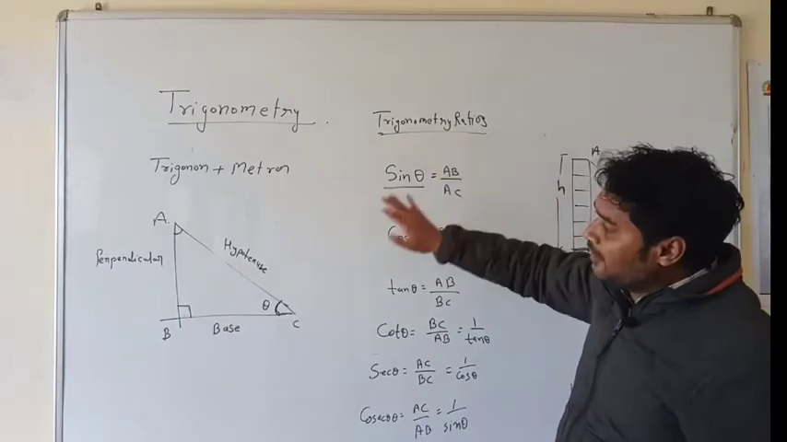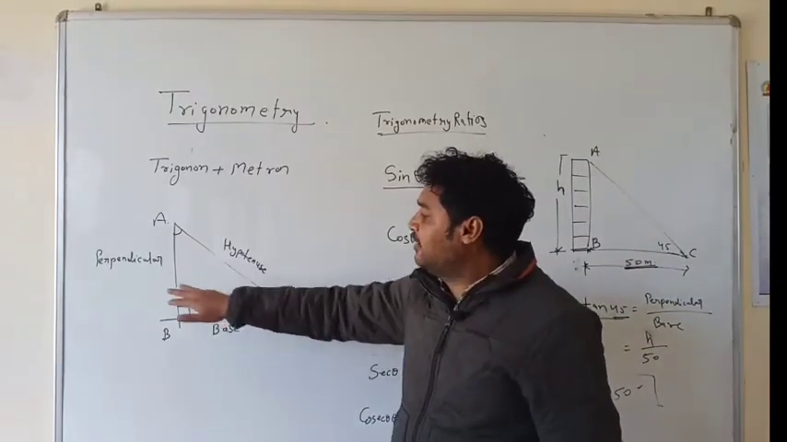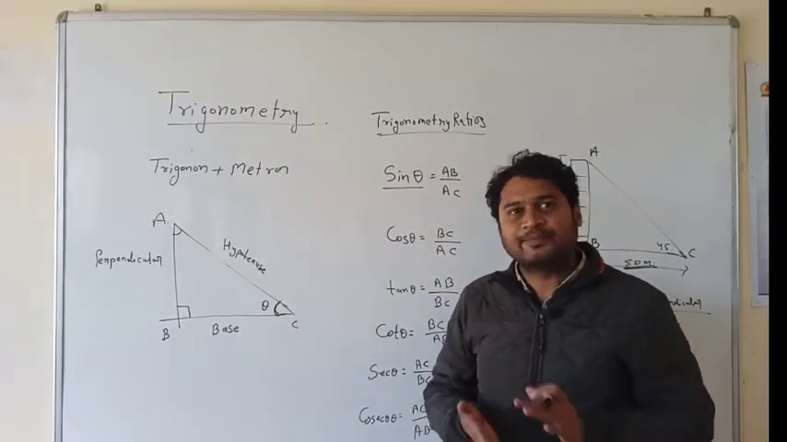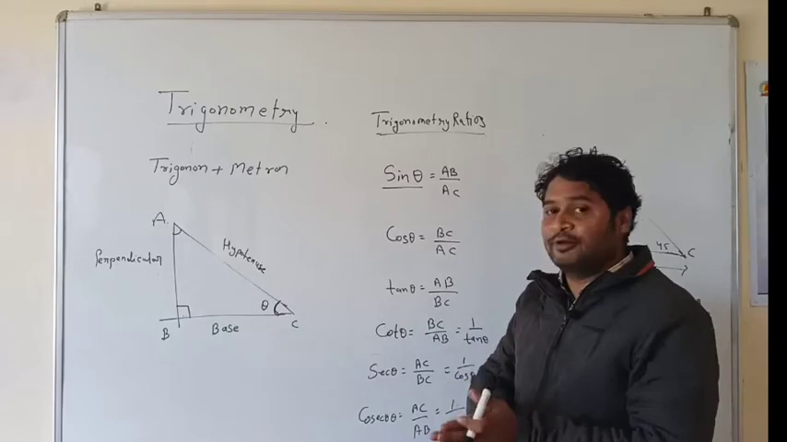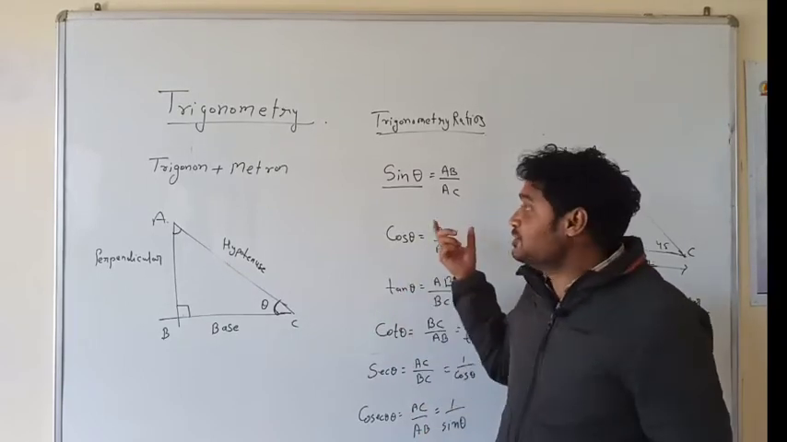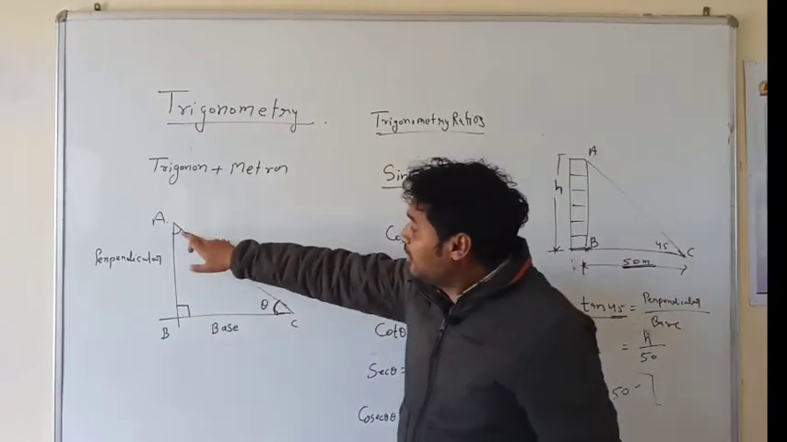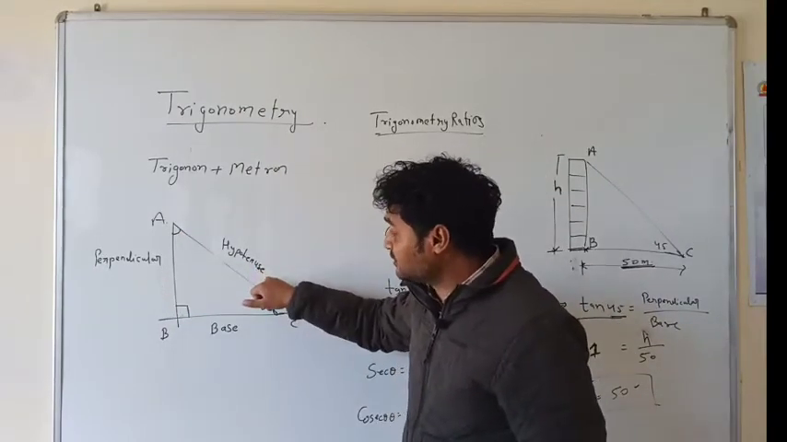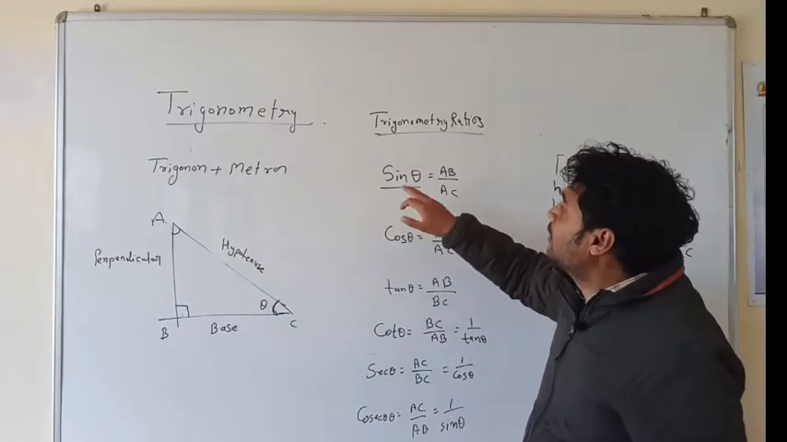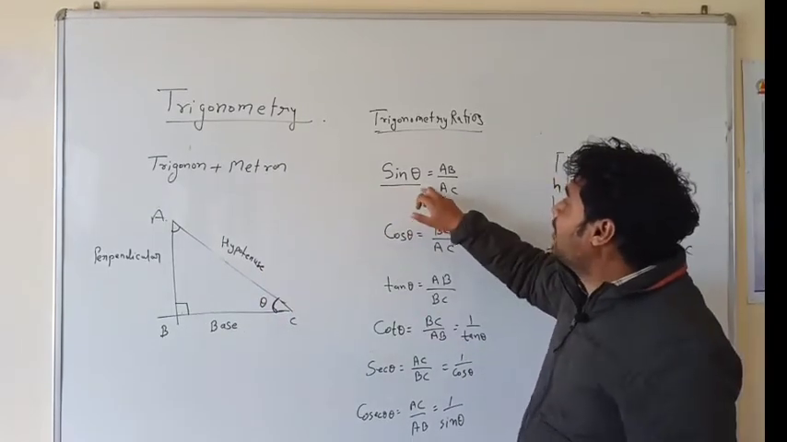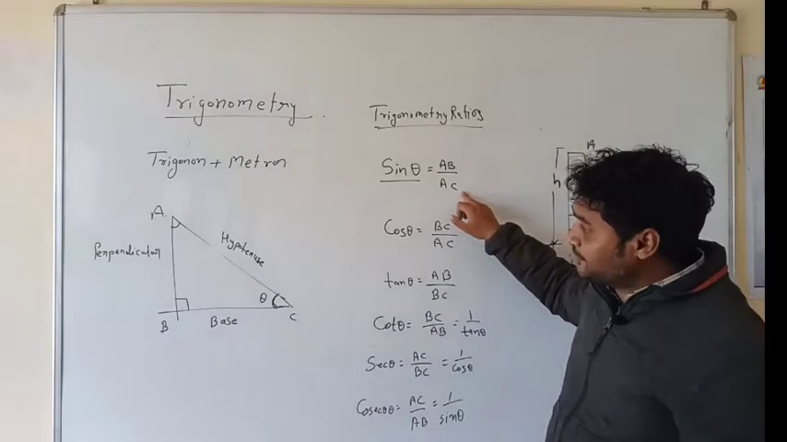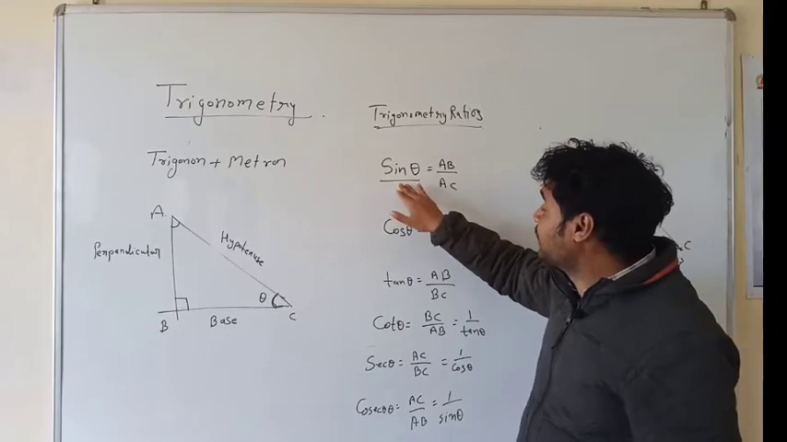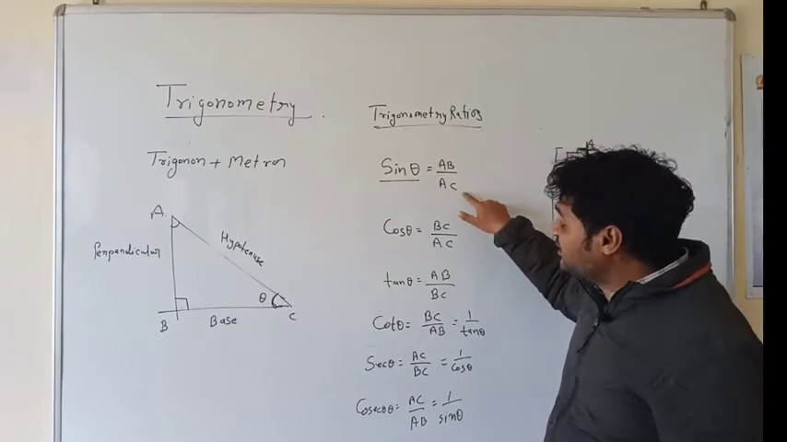Now the ratios. Because we know three sides and an angle, if we make combinations of the three sides, we have 6 combinations, so there will be 6 ratios. First ratio: if we take AB upon AC, meaning perpendicular upon hypotenuse, this is known as sine theta. Sine theta will be AB upon AC. It's a single quantity, there is no separation between sine and theta. So we can say sine theta is equal to AB upon AC.